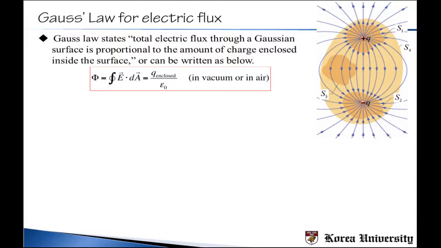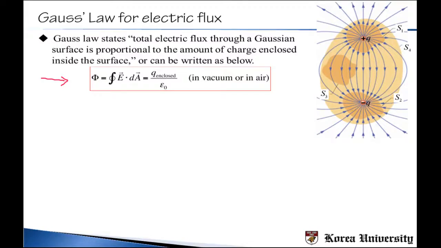Okay, and finally, we are learning Gauss' law. So what Gauss' law says is that the total electric flux through a Gaussian surface is proportional to the amount of charge enclosed inside the surface. It will be a good idea to remember what this says, but at the same time, we have to use a mathematical expression, okay? Which is given here.